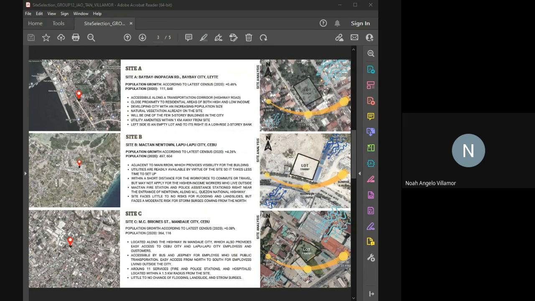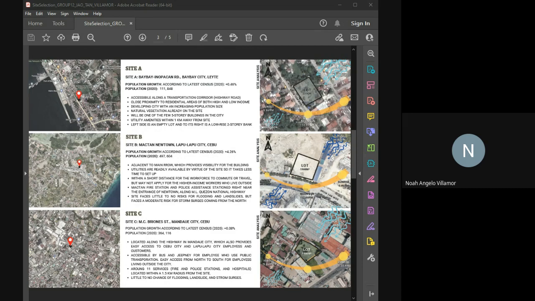For Site B, it is along Mactan Newtown's main road right of way, providing exposure to the building, readily available utilities by virtue of the site, and is accessible to the workforce. Fire and police stations are just outside Mactan Newtown and face little to no risk of flooding and landslide. For Site C, it is located along the main highway of Cebu, connected to three major cities: Cebu City, Mandaue City, and Lapu-Lapu City. Though it's not located in a business district, it is easily accessible and convenient for people that use public transportation, and it has little to no chance of calamities such as flooding, landslides, and storm surges.